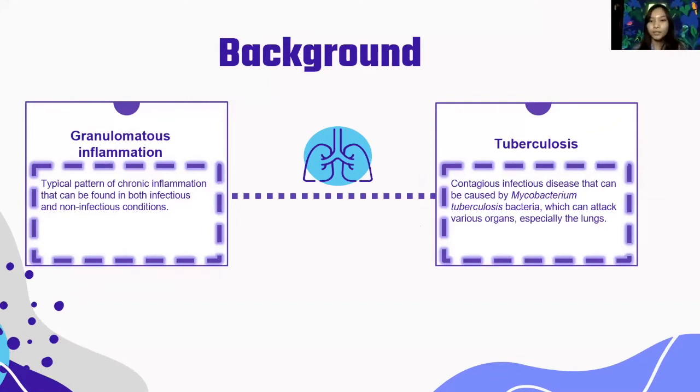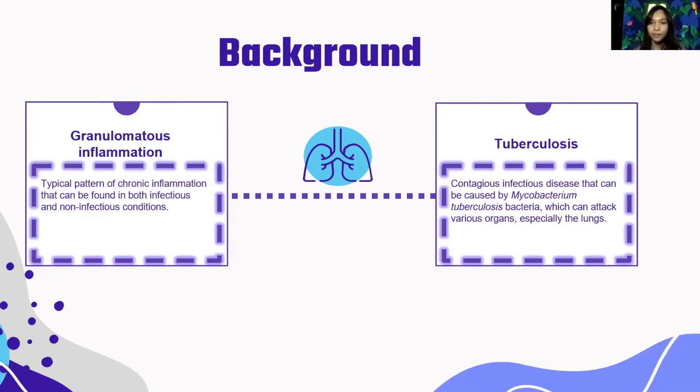So, granulomatous inflammation is a typical pattern of chronic inflammation that can be found in both infectious and non-infectious conditions. Besides that, tuberculosis or TB is a contagious infectious disease that can be caused by Mycobacterium tuberculosis bacteria, which can attack various organs, especially the lungs. Additionally, 1/3 of the global population is considered latently infected and is at risk for reactivating disease.